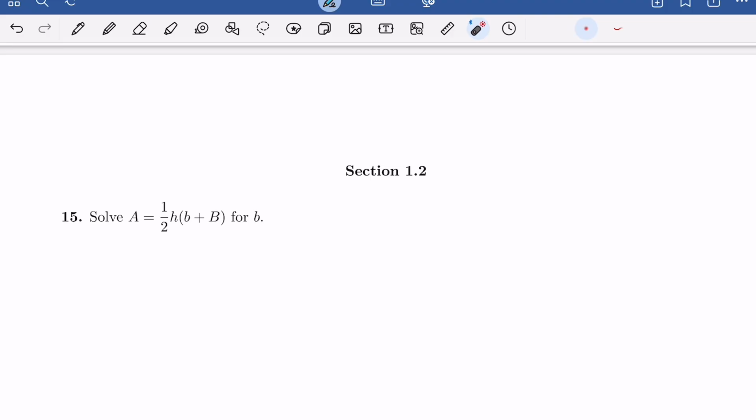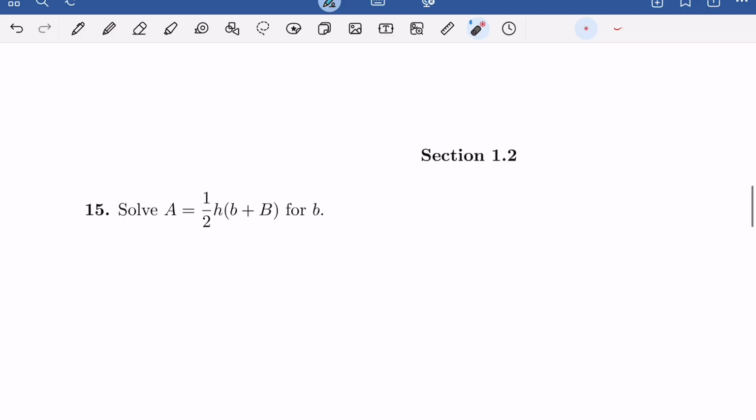All right, so this brings us to section 1.2. Now, for this first question, we're going to be solving an equation for a specified variable. Notice within this equation, we have four different variables, and we want to solve for this lowercase b. Now, like we saw in the last section, in order to solve for a variable, we want to completely isolate it. So we need to do our order of operations in reverse.